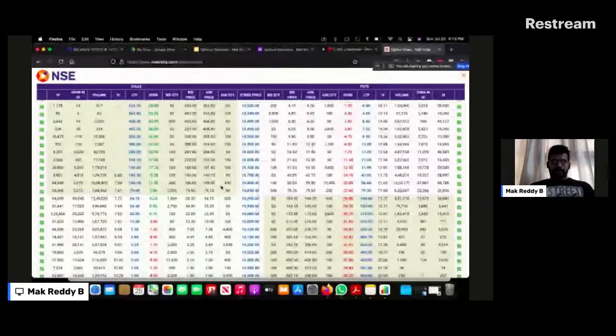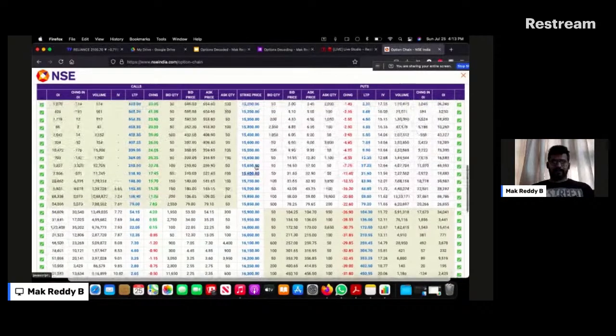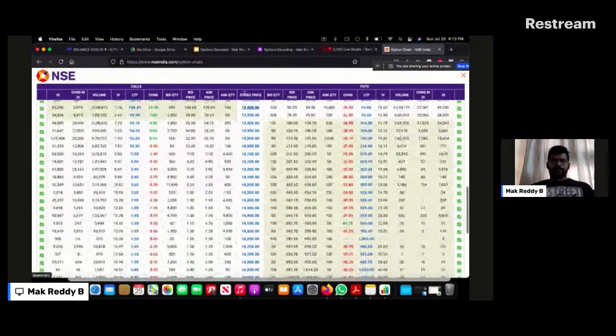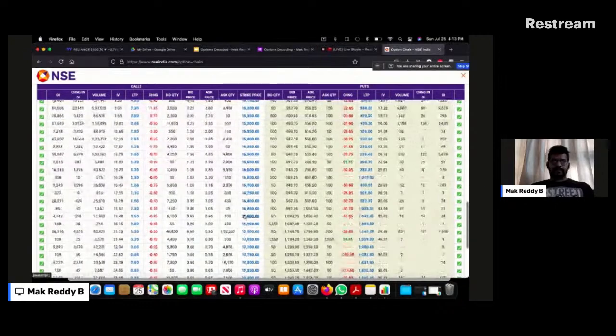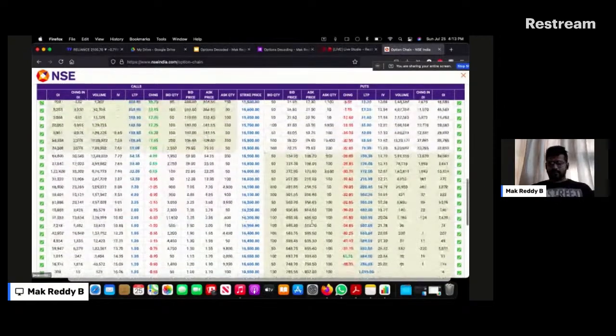So let me tell you one thing over here. This is called an option chain. Pretty much everybody knows what an option chain is, and all these are called the strike prices. All these are called different strike prices. You see the center line. And there is one more definition called spot.